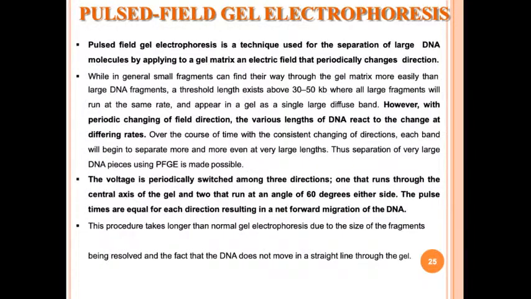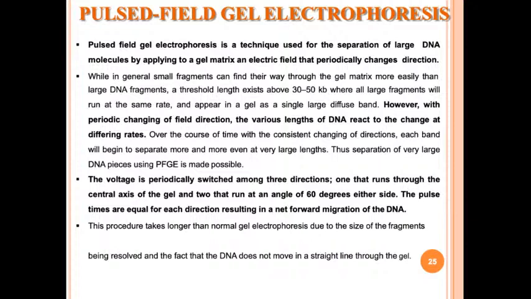Now, after doing so many electrophoresis experiments, comes your next one, pulse field gel electrophoresis, which is done to separate large DNA molecules. The sizes of the DNAs are quite big and it's not possible over the small gels. So for that, we have pulse field gel electrophoresis, in which your electric field is periodically changing directions. I will show you how it's changing the directions. That's the main principle behind this.